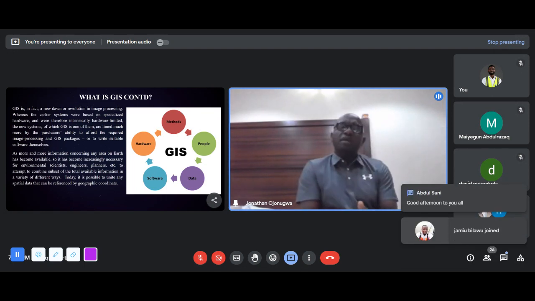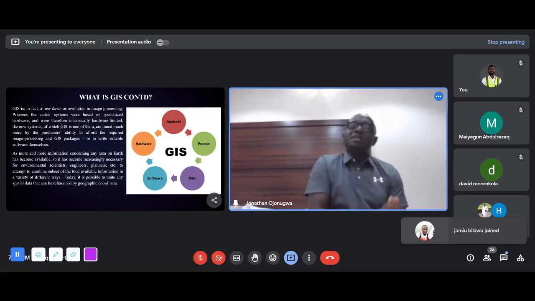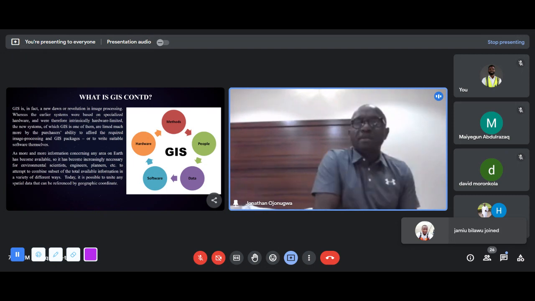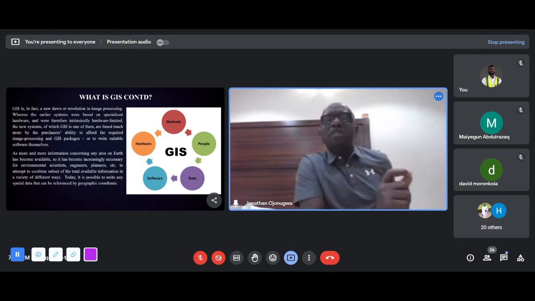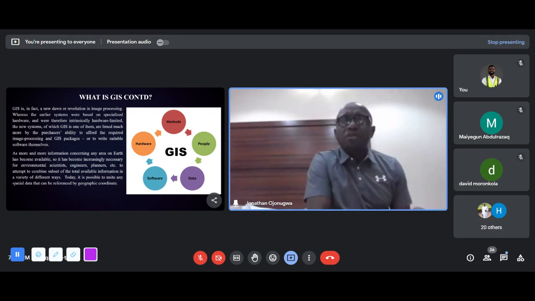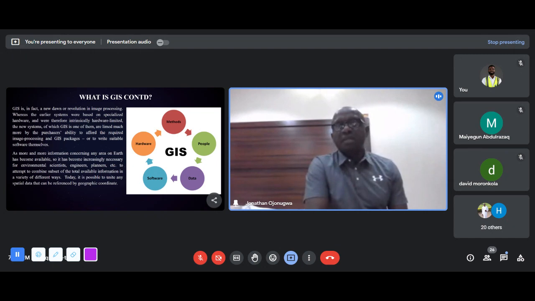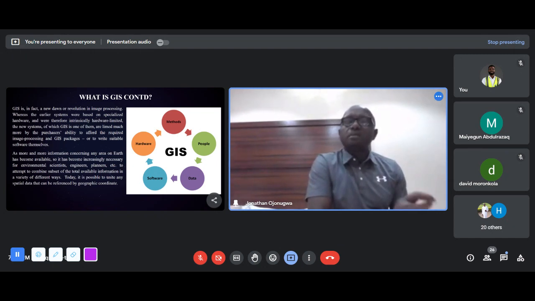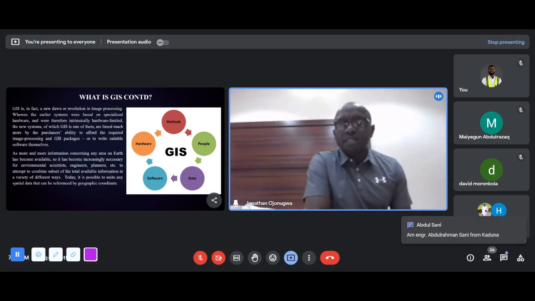Now, what are the non-spatial data? These are the ones that describe the spatial data. For example, wherever the location of a polling unit is in Nigeria, there is a description of that polling unit. That is the non-spatial data.